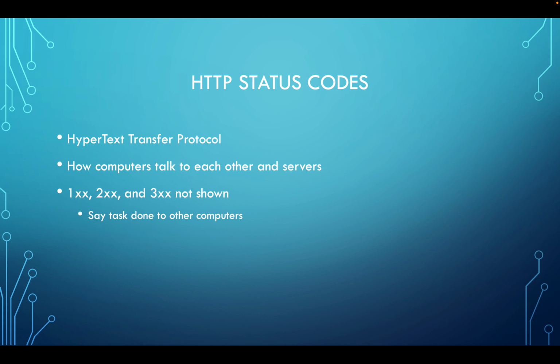There are five different types. 1xx, 2xx, and 3xx say the task is done to the other computers, although the 4xx and 5xx series codes are the error codes.